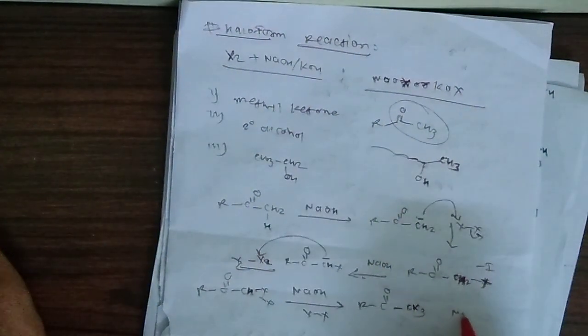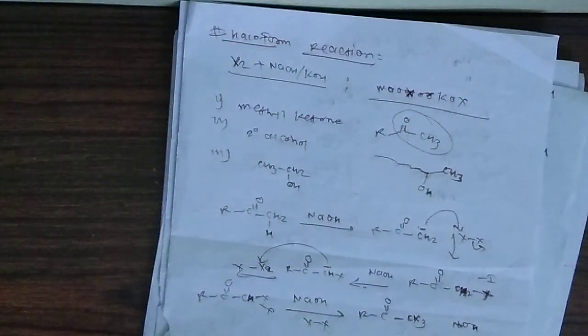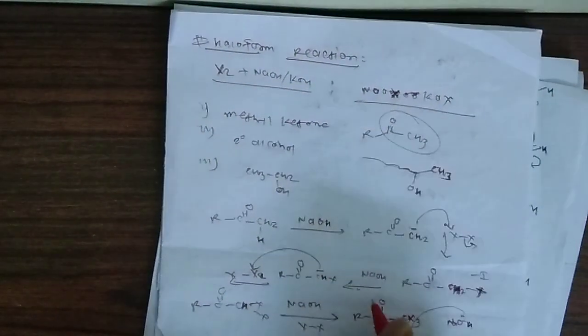Now again we have a base, OH, but if you see here there is no acidic proton. So what will happen? This base, acting as a nucleophile, will attack that carbonyl carbon.